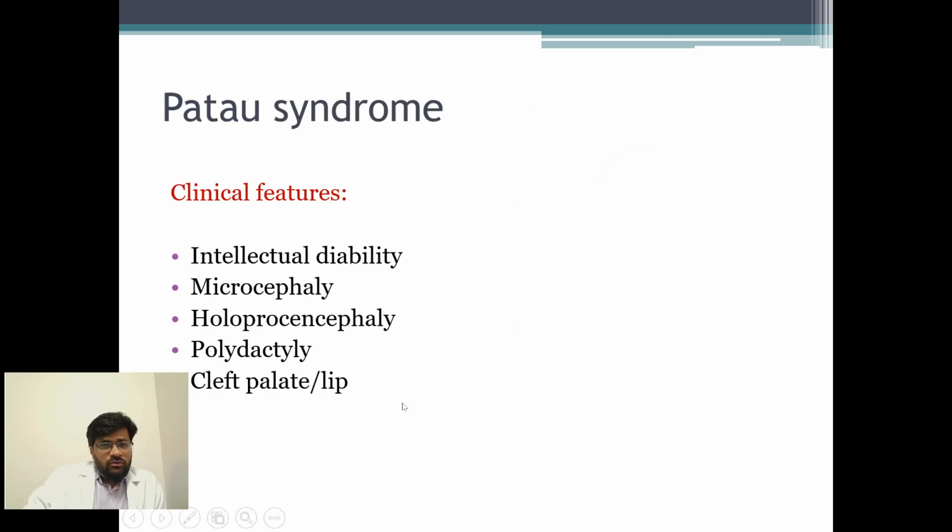Patau syndrome. This is chromosome 13 abnormality with intellectual disability, microcephaly, and holoprosencephaly. Holoprosencephaly means that normally when we develop, the brain develops into right and left hemispheres. But in these Patau-affected children, there won't be any separation. The whole frontal cortex of the brain will be as one. It won't be divided into two hemispheres, and they may have polydactyly, cleft palate, and cleft lip.